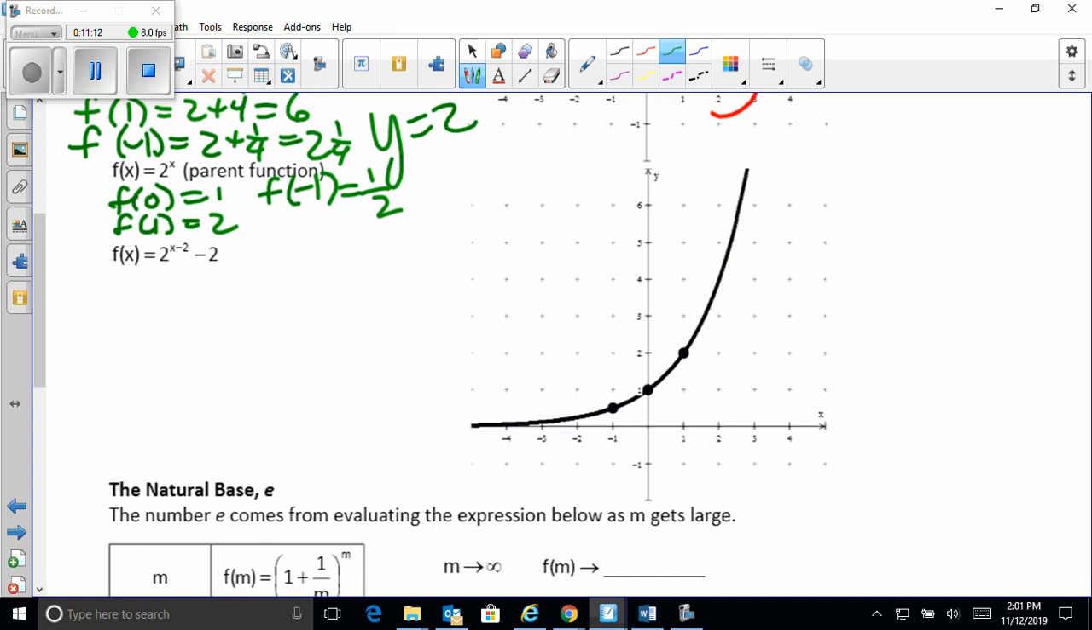So two things you should notice here. First thing I see, horizontal shift. Then I see a vertical shift. So I know it's going to go right 2, down 2, which I could do with the points. I could go right 2, down 2. Right 2, down 2. Right 2, down 2. There we go.